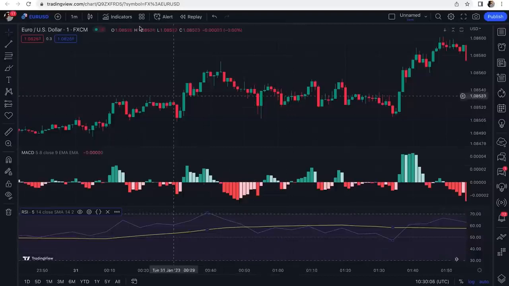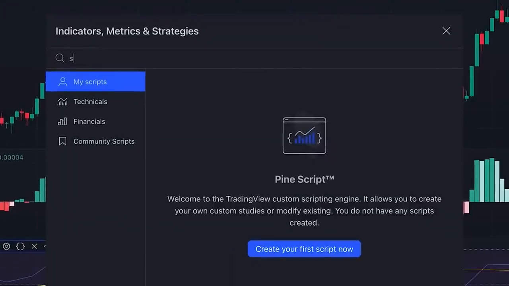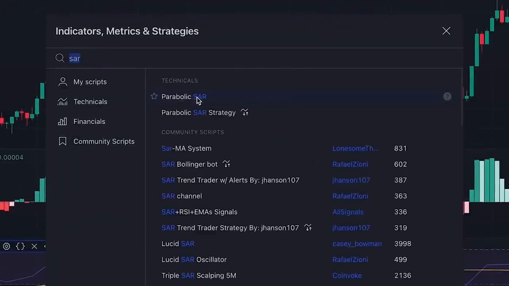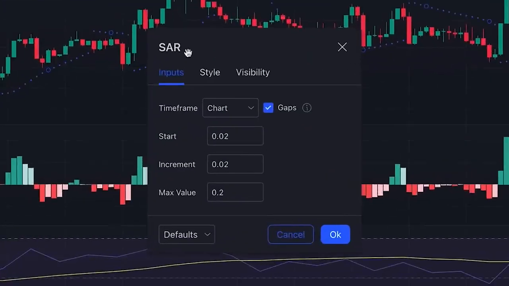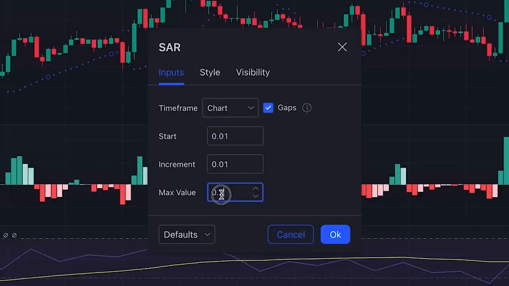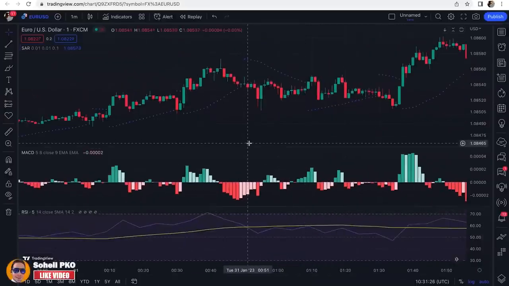And the last indicator that we must add is parabolic SAR. And for this indicator also we must change its settings. Here for the start we set it at 0.01, for the increment also 0.01. And for the max value we set it at 0.1. Everything is already set on the chart, and let's see how we trade based on this 1-minute scalping strategy.